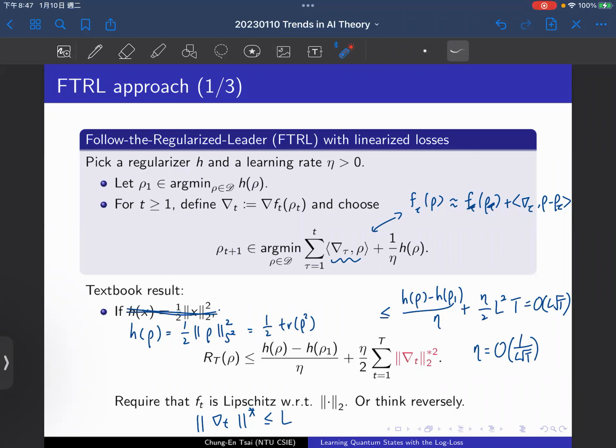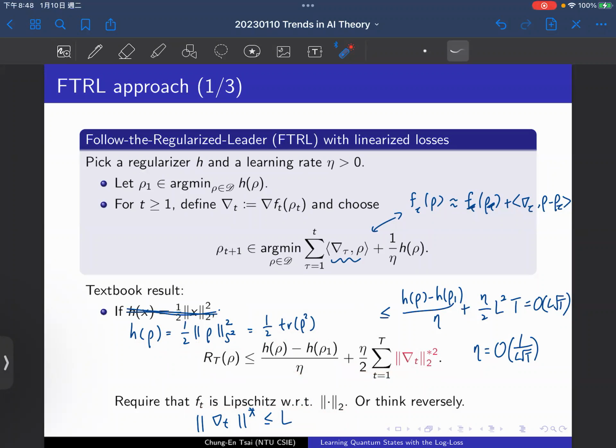However, for our loss functions, we have seen before that the gradient of f_t is unbounded. Therefore, it is not Lipschitz with respect to any fixed norm. So this textbook result cannot be applied. So we may think reversely: if f_t is Lipschitz with respect to the true norm, then we choose H(rho) to be this, and we have a meaningful regret bound.